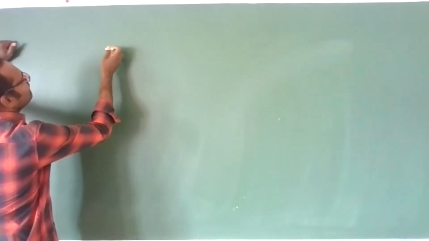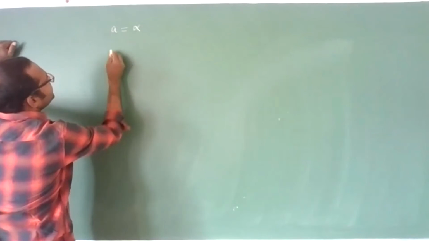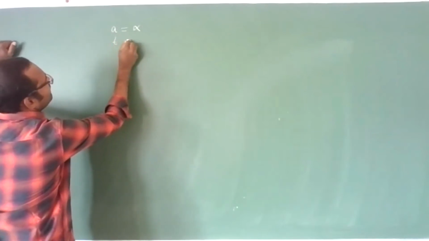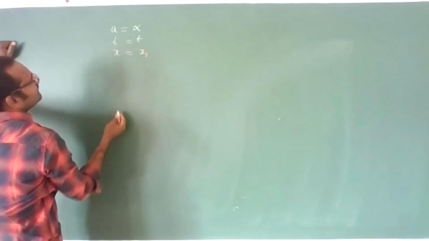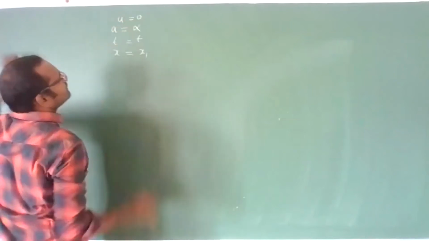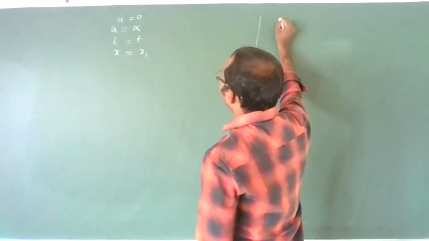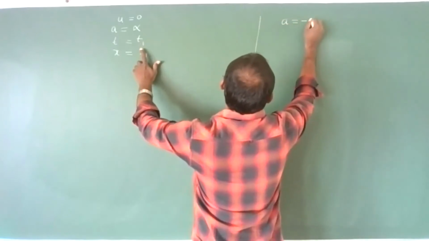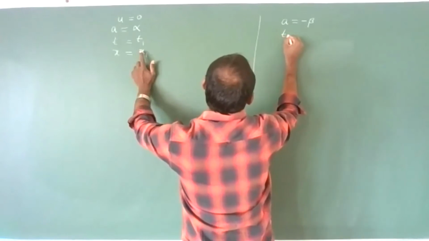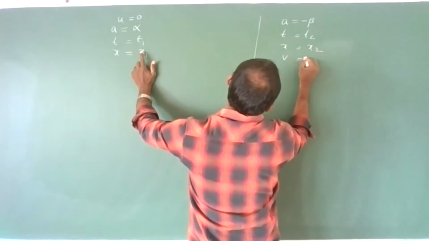Now see, there is a train moving. First, it is accelerating. The acceleration is alpha, it accelerates for a time t1, and it covers a distance x1. It starts from rest. One more condition: after time t1, it retards with beta and moves for a time t2, covers a distance x2, and comes to rest.